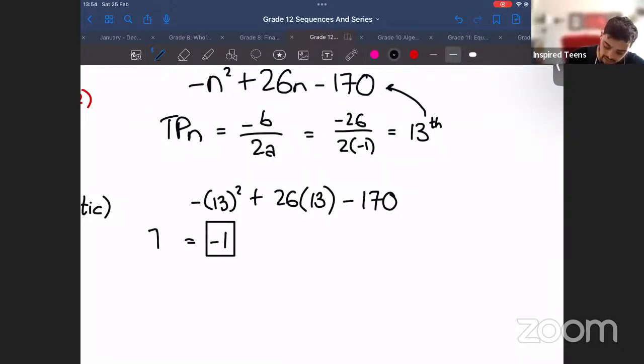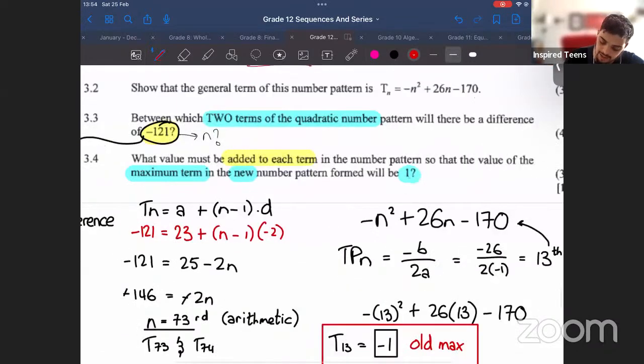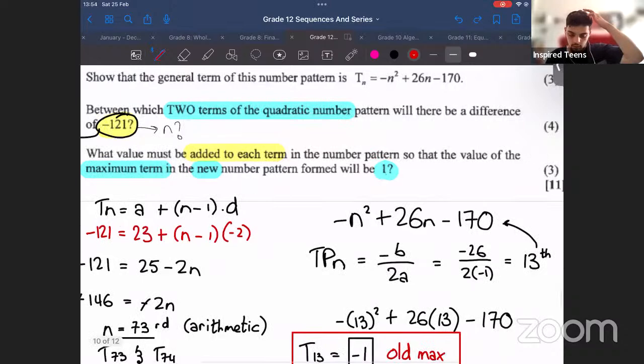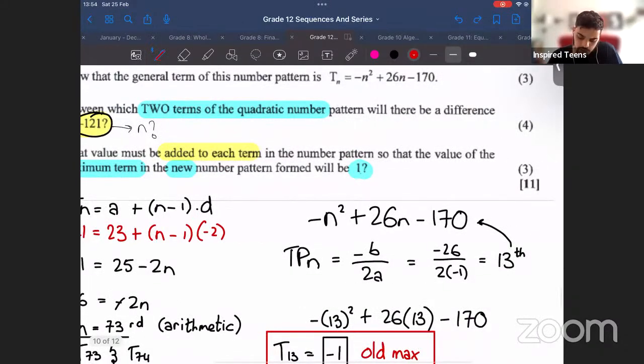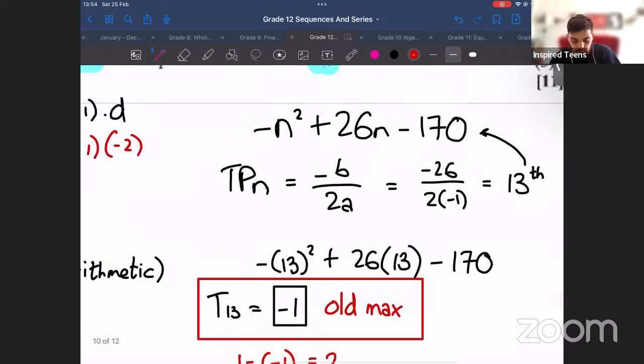Okay, so T13, which is the old maximum, the maximum of the old pattern, is negative 1. So the old maximum, keep in mind, is negative 1. They want the new maximum to be 1. Okay, and then they want to know what's the difference between the new max and the old max? 1 minus negative 1 is 2. Right, so 2 was added to the old maximum to get the new maximum.